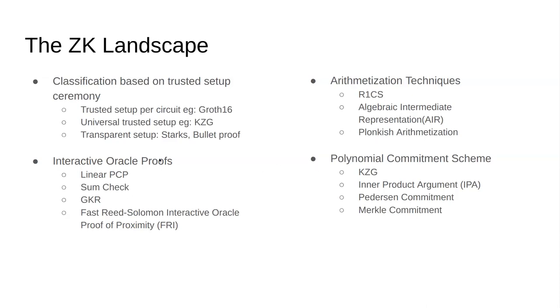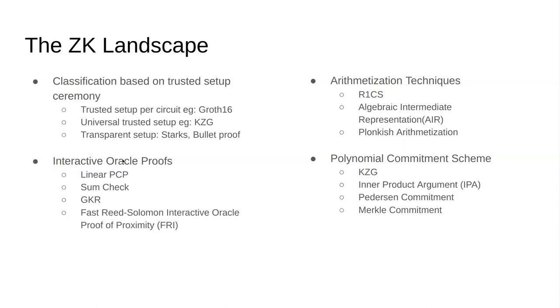So we also have interactive oracle proofs. Interactive oracle proofs are basically the interactive parts of the protocol, and the goal is to render those interactive parts non-interactive. So we have the linear PCP, where the output is just an array of values, and then we're trying to find the linear relationship between those values. And we have the sum check protocol, where we're trying to offload the work of summing the witness values to the prover, so that we reduce the amount of work the verifier does trying to verify the proof. We also have the GKR and the Fast Reed-Solomon Interactive Oracle Proof of Proximity, which is FRI.